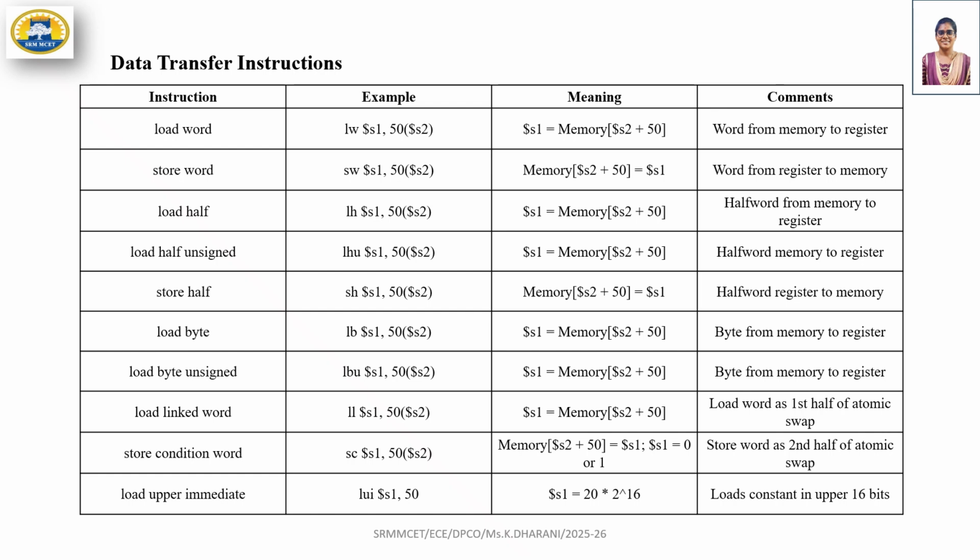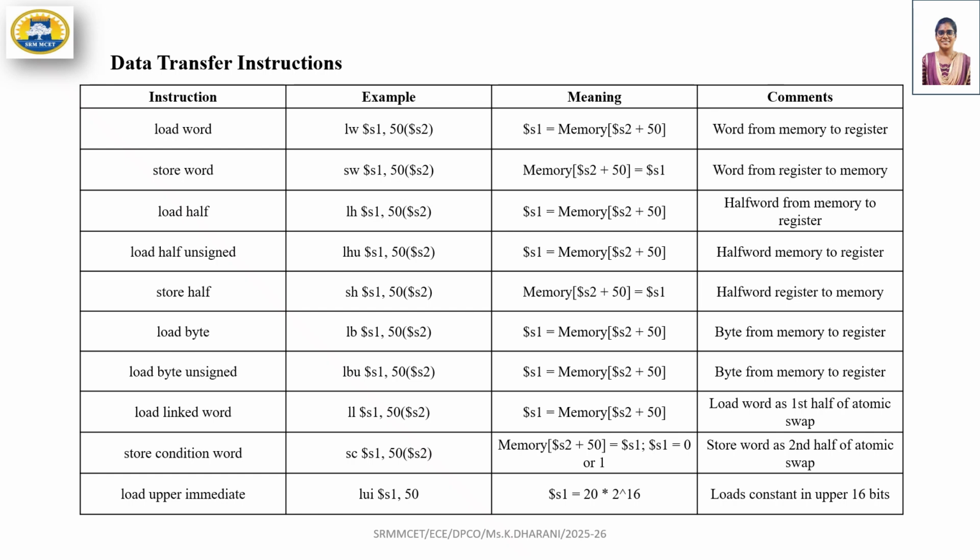Okay, then we can see data transfer instructions. In data transfer instructions, we have load word, which is S1 and 50 of S2. Then we have store word. Also lui is represented as load upper immediate. Here we move data between memory and registers.